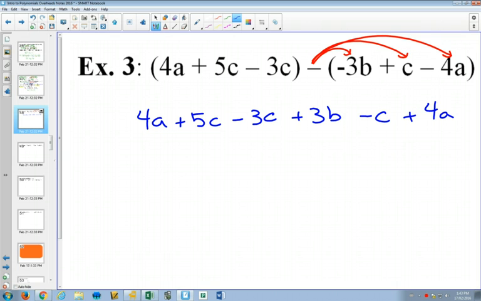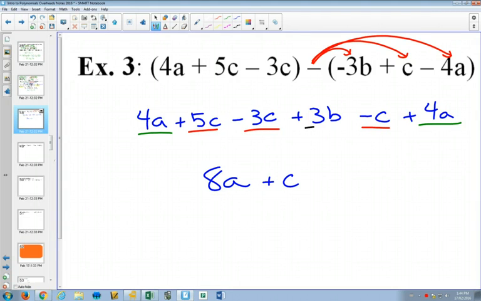Then do we have any like terms here? Anything that goes with the 4a? The other 4a. So if you put those together, you would get 8a. What about 5c? 3c. Anything else? And a minus c. So if you have 5c and you minus 3c and you minus another c, close. What's 5 minus 3? 2. And then minus another one? Yeah, if this was a plus sign, that would have been right.